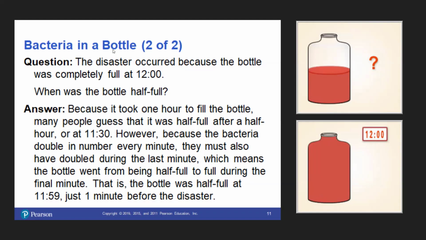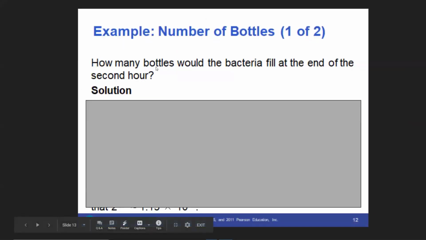And it's common that people will miss this problem because they tend to go back half an hour to 11:30. And our minds are just kind of playing with us there. Drawing pictures out helps a little bit, but yeah, 11:59 is the correct response here. The bottle was half full 1 minute before it filled the bottle, and the reason is because it's doubling every minute. How many bottles would the bacteria fill at the end of the second hour?